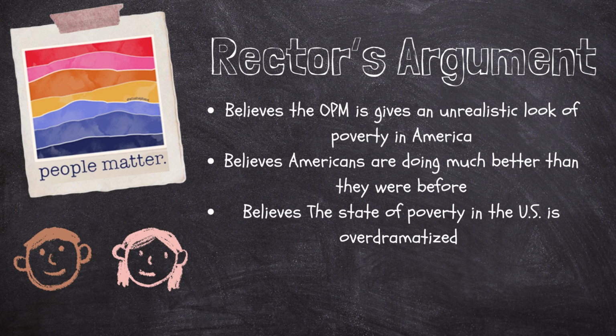1. Americans are doing better today than they were in decades. And 2. The state of American poverty is over-dramatized. To his first point, Rector reiterates that the average impoverished person owns items that the middle class from decades ago would not have been able to afford. Quote, "Today, most poor families have conveniences that were unavailable to the middle class not too long ago."